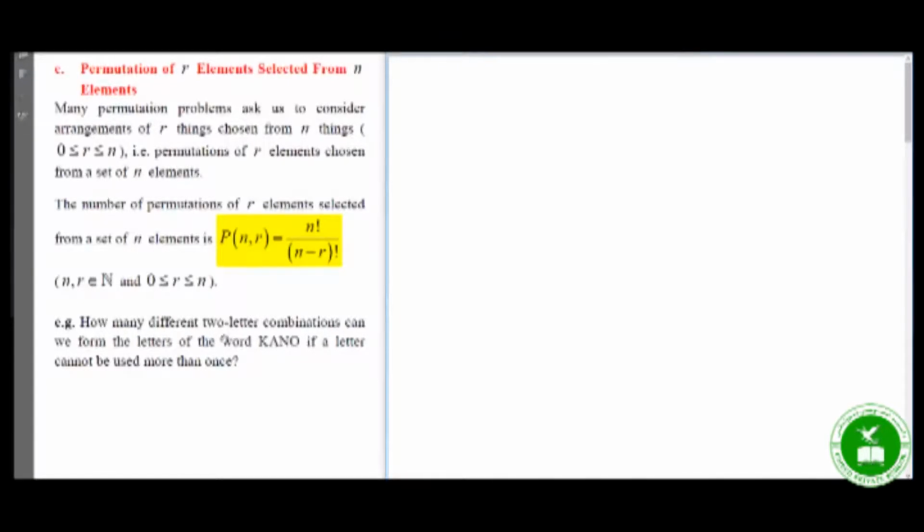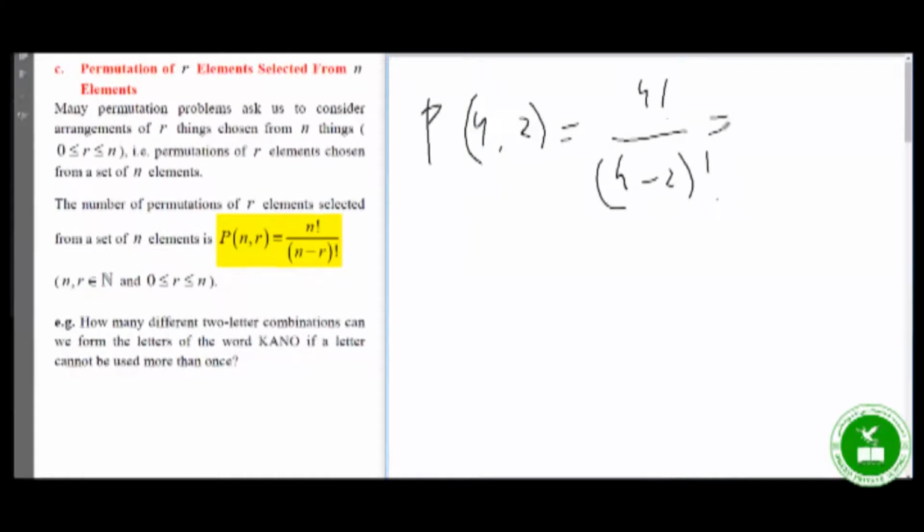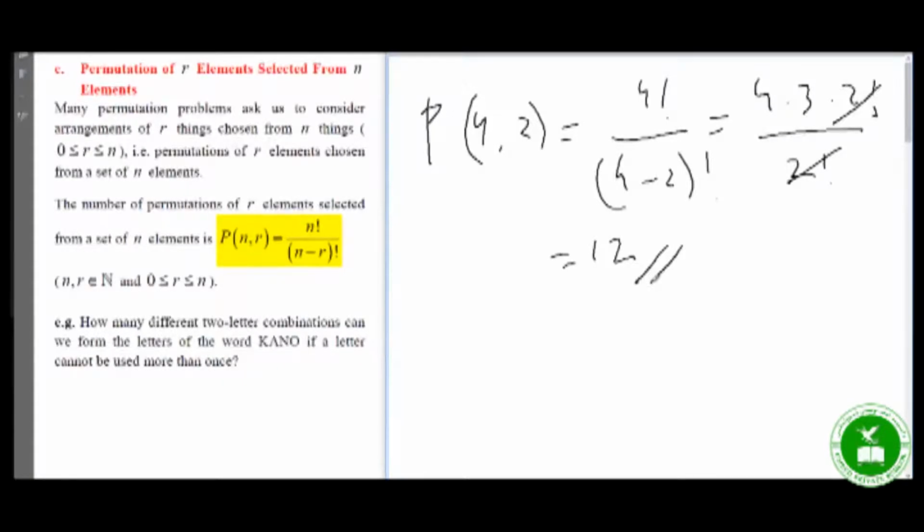Now, the permutation of two letters from 4, because the total number is 4, is equal to 4 factorial over 4 minus 2 factorial, which is equal to 4 times 3 times 2 factorial over 2 factorial. The 2 factorials cancel, and it's equal to 12. It means we have 12 different permutations or arrangements for two-letter words which can be formed from the letters K-A-N-O.